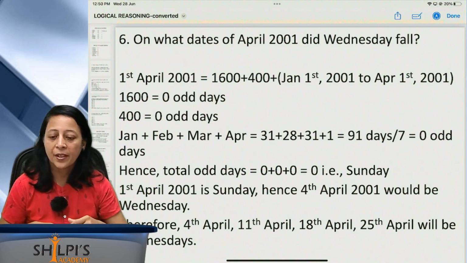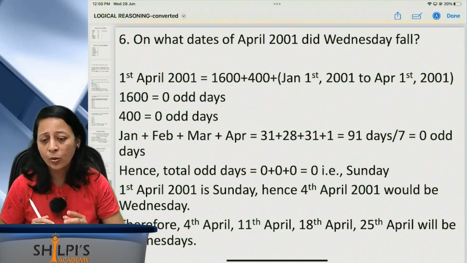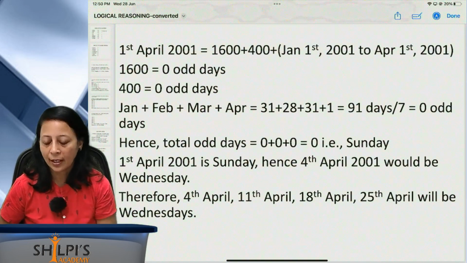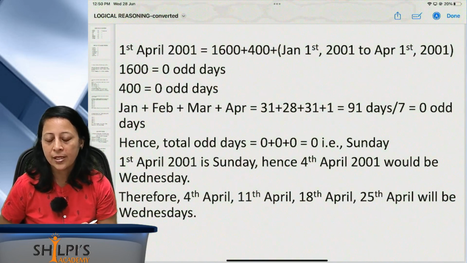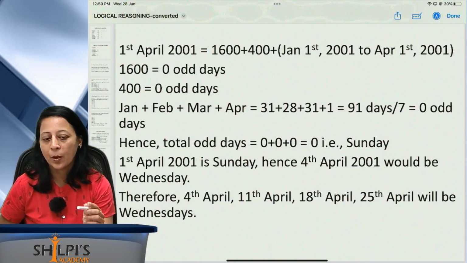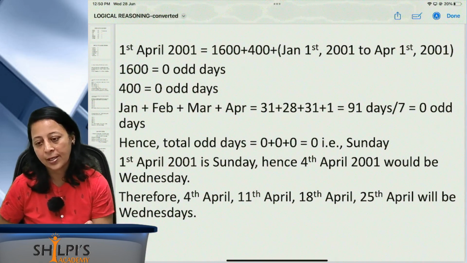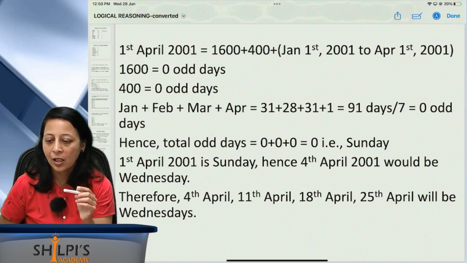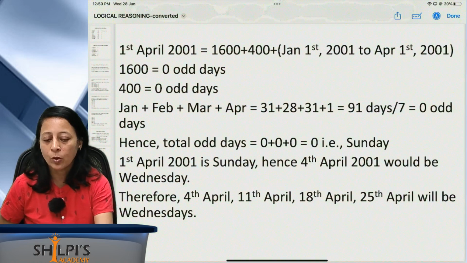January has 31 days, February 28 days, because 2001 is not a leap year. Only 2000 was a leap year, which we have already concluded. So 2001 is an ordinary year. Take 28 days plus March 31 plus April 1. Here you get 91 divided by 7, so it is 0 odd days. You know that 0 odd days is Sunday. So 1st of April 2001 is Sunday.